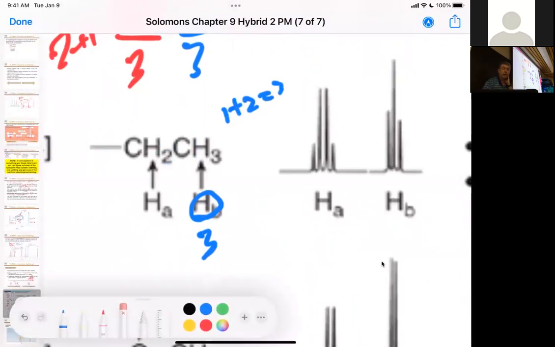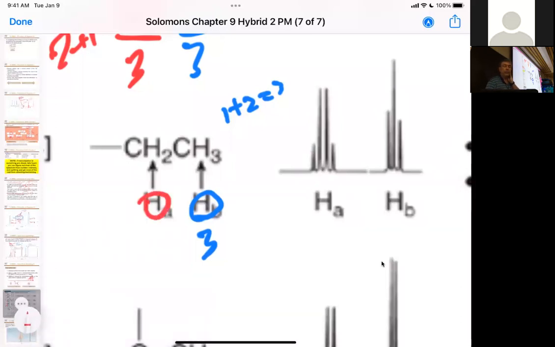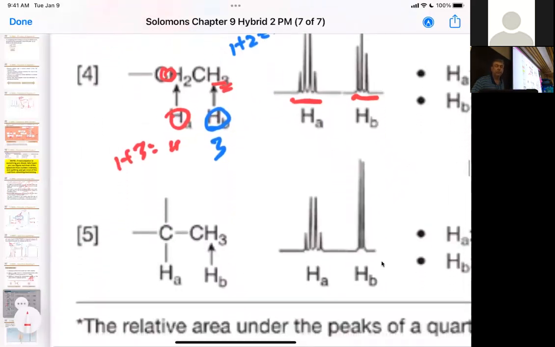And then on the other side here, we have a single peak here, but we have 1, 2, 3. So 1 plus 3 is equal to 4. So a quartet and a triplet next to each other tells us we have an ethyl group. So that's a very common pattern, having an ethyl group hanging off there. Ethyl alcohol, ethyl ester, all those things.